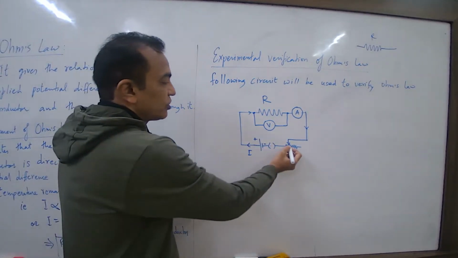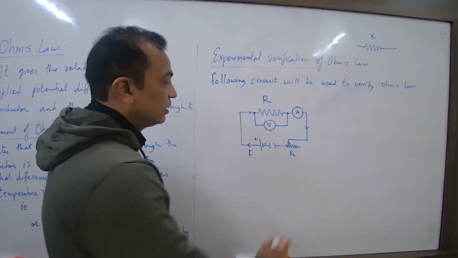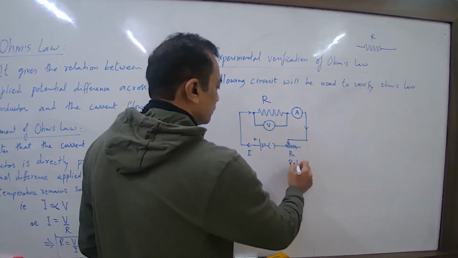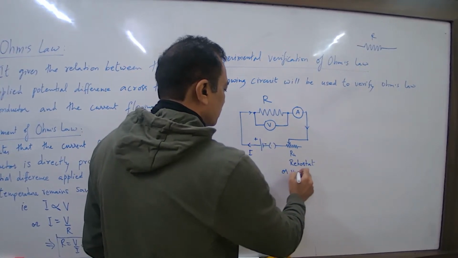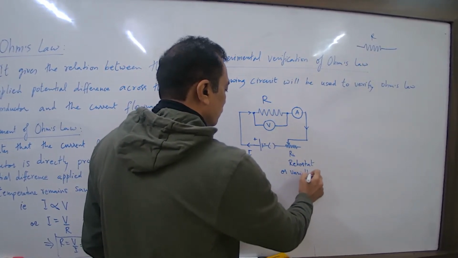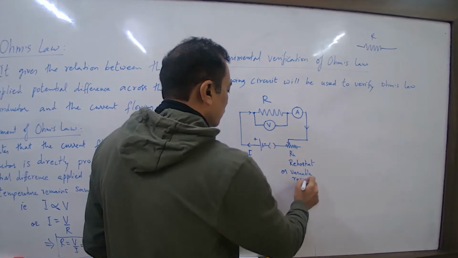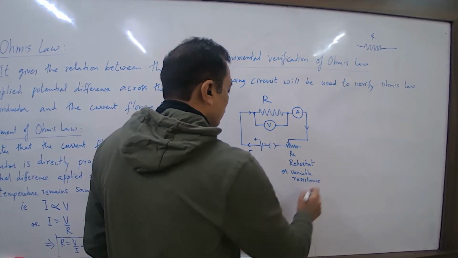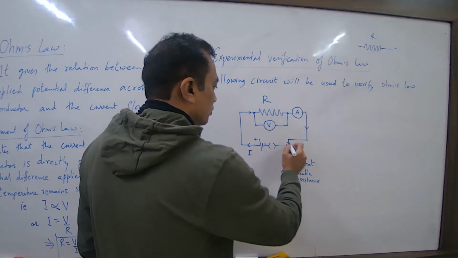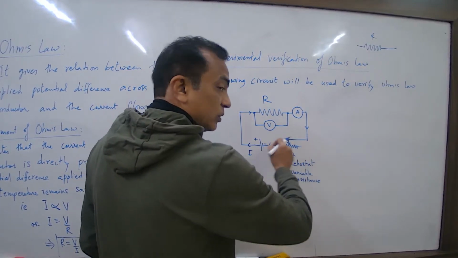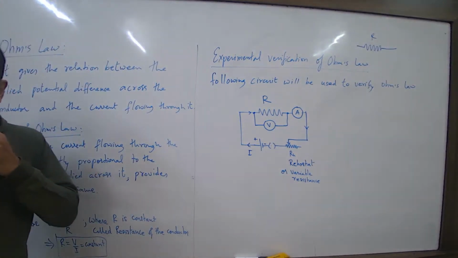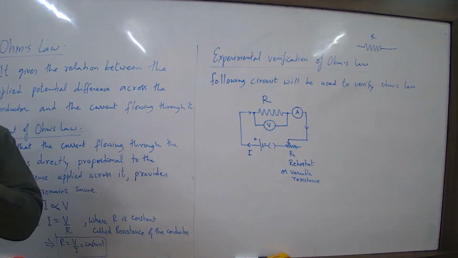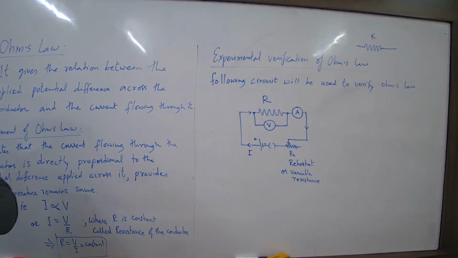So for different positions of this, RH is the rheostat, or it's called a variable resistance. This arrow is called the jockey, and you can move it. You must have seen it in the lab. Have you done the Ohm's law experiment? When you do that experiment, it will become clear.